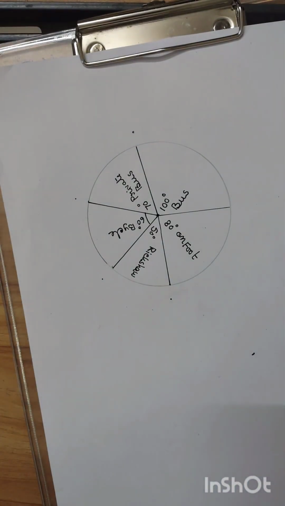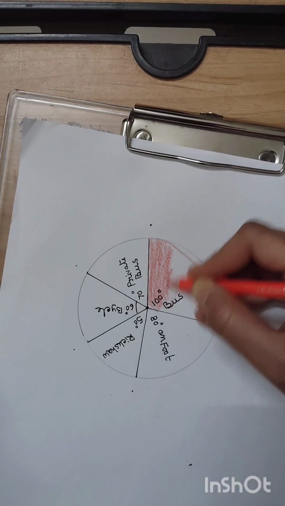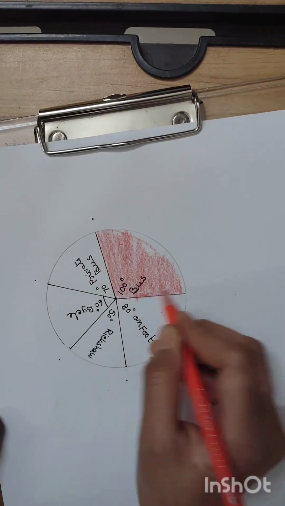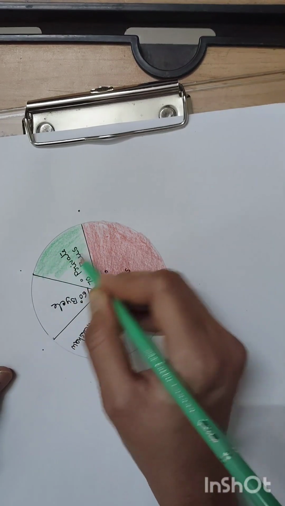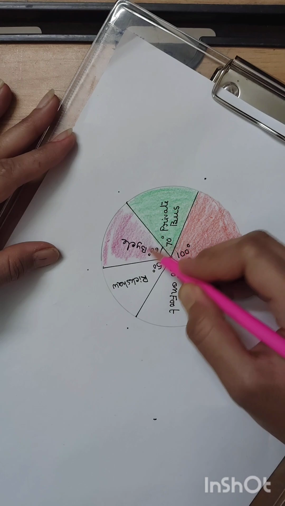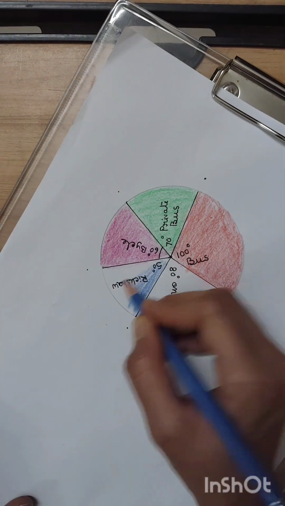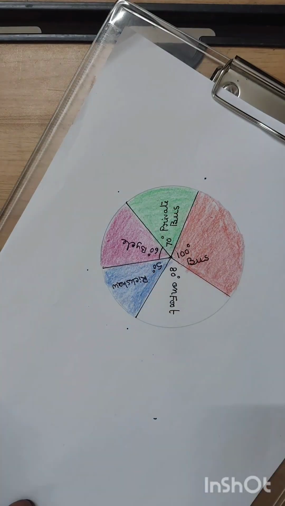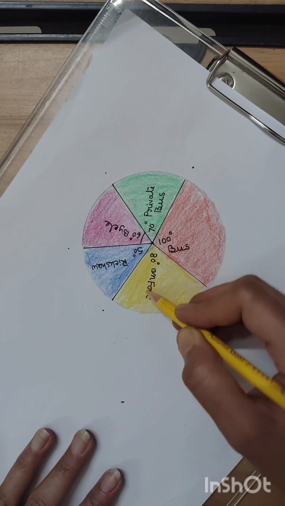Then you start to color it, because it is a pie chart and you make it attractive. So I take 5 colors and start coloring, one color for each division. You can check there is pink, green, red, blue and yellow.